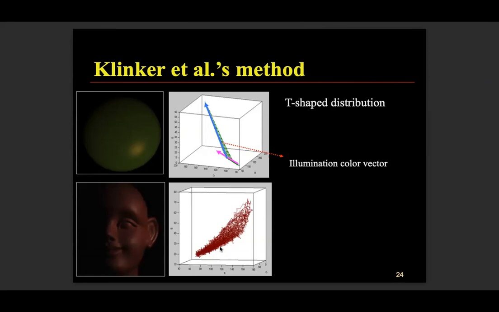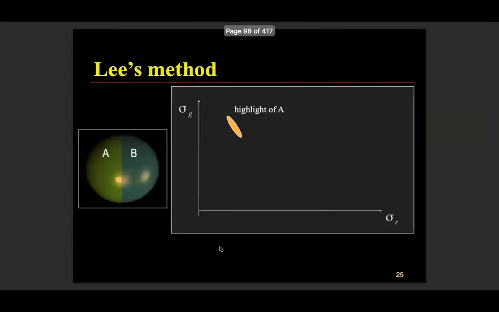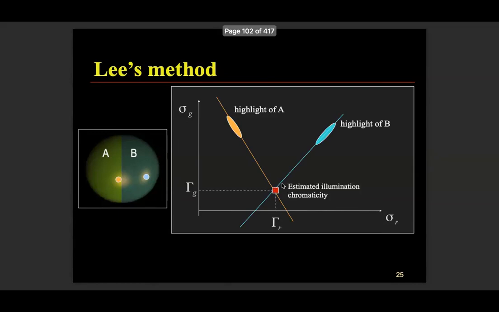And this kind of algorithm is only based on a single surface. If you have multiple surfaces, it doesn't work. So that's what happens in the other method, using A and B. If you have surface A lit by the same light as surface B, then in the sigma g and sigma r chromaticity space, you can have two clusters, and then you intersect them, because they're the same color, and the intersection will give you the light color. Okay, so this is the idea of the existing method.